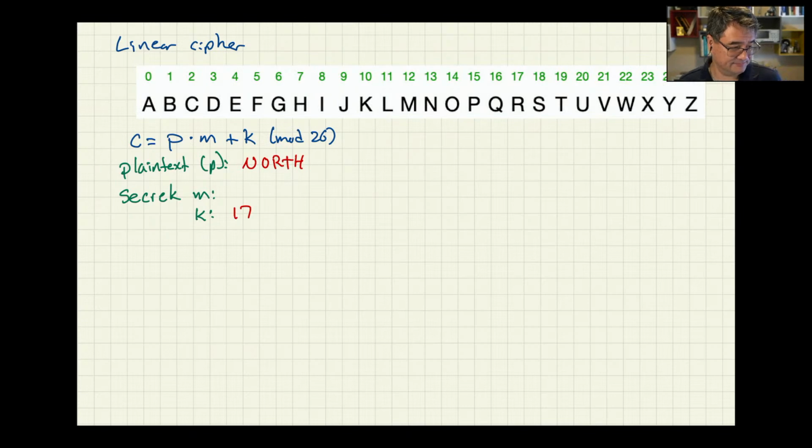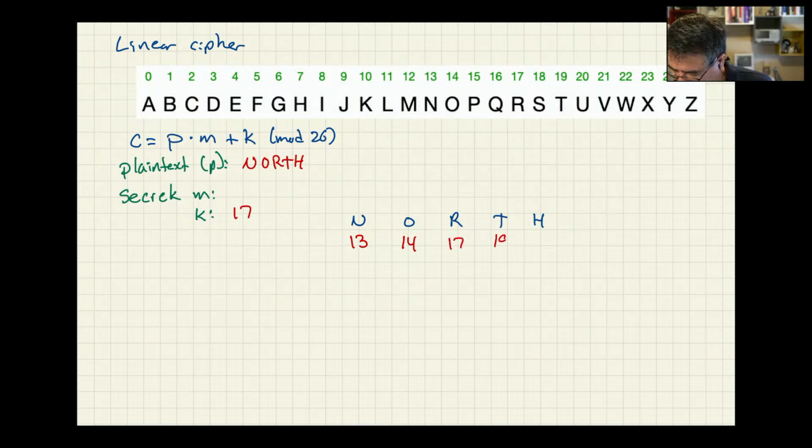So while you're thinking about that, I'm going to start writing things down. We have N, O, R, T, H. And again, N is 13, O is 14, R is 17, T is 19, and H is 7. And I don't see anyone picking anything, so I will just pick 9 for the multiplier. Okay, so we're going to multiply each of the numbers by 9, and we're going to add 17. I don't need to write the pluses all over the place. There we go. 17, 17, 17, 17.